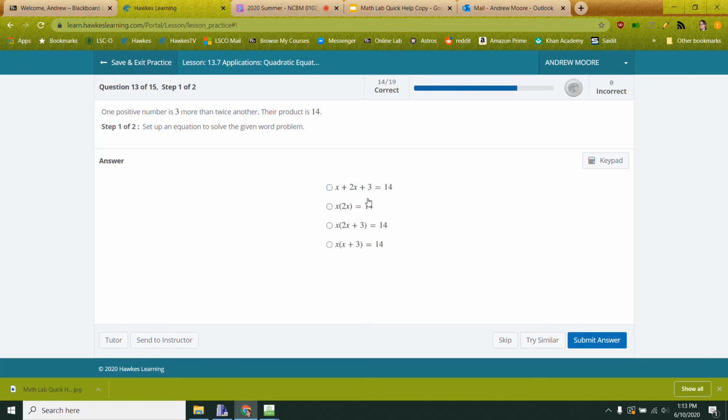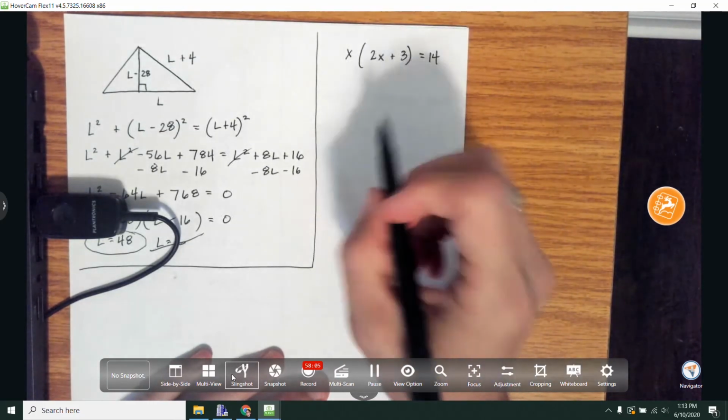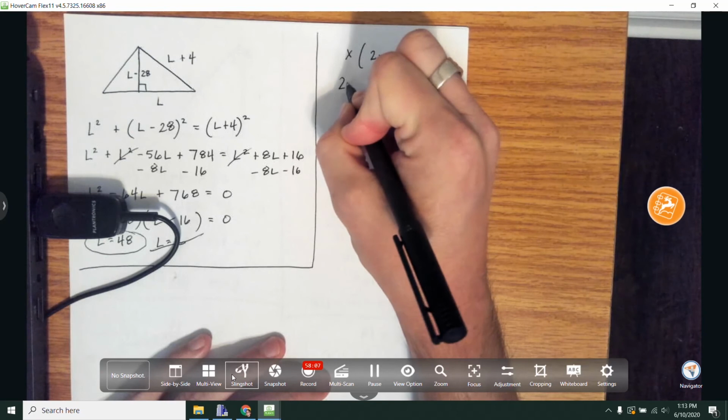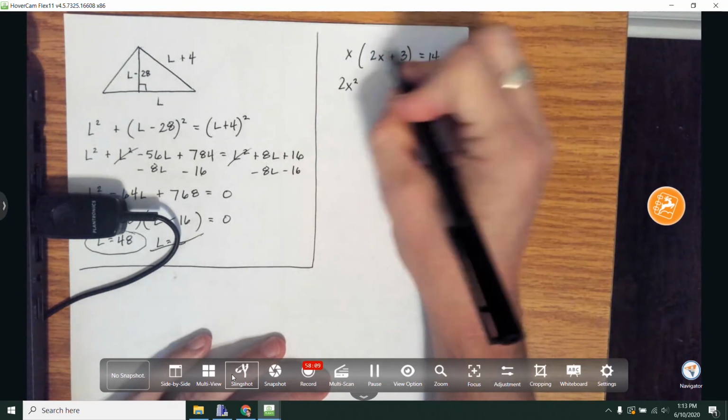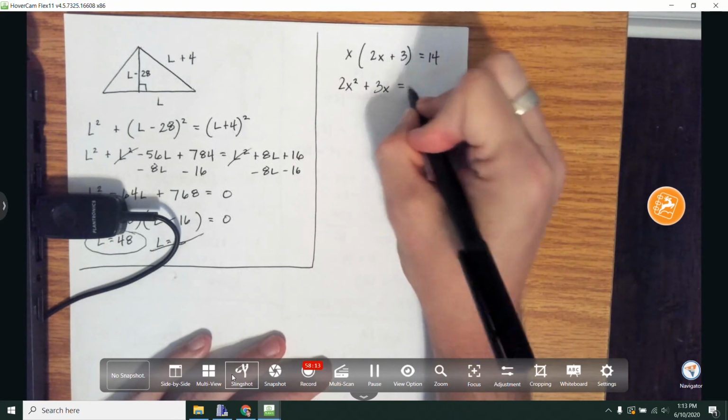Now, if it says sum, we're going to be doing this one. If we're doing product, we're doing this one. And it says product. So this is certainly our equation we're using. So the first thing we're going to do is distribute this x. X times 2x is 2x squared. X times 3 is 3x. And that still equals 14.